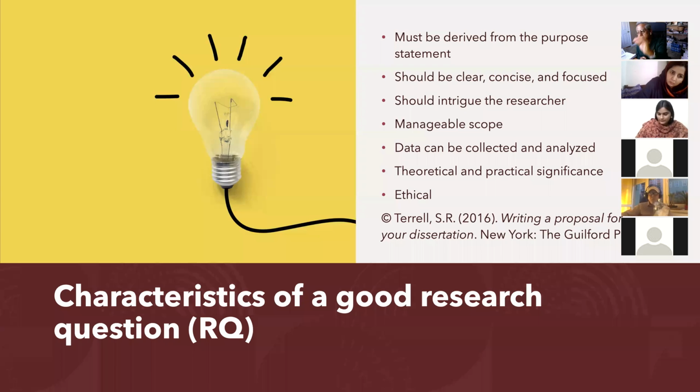Should be clear, concise, and focused, not running it in one whole paragraph. That is not your research question. If you're not able to write your research question in one short sentence, or maybe 2, you're going down the wrong path. You're writing a mini dissertation when you should be writing just a research question. Should intrigue the researcher. Why is that important? Why is it important if it doesn't intrigue you as a researcher?